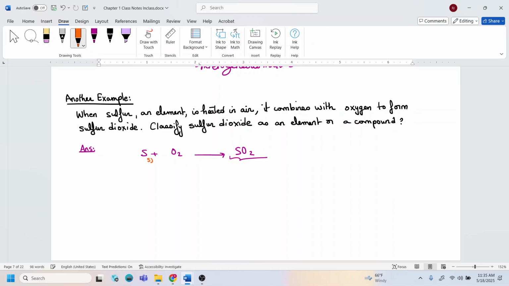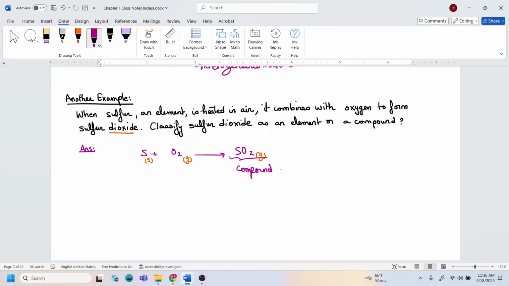So solid, we're going to represent it by an S. The gas, we're going to represent it by a G in there. And you're going to form sulfur dioxide, which is going to be a gas as well. Classify sulfur dioxide as an element or as a compound. Sulfur dioxide is made up of more than one element, or more than one atom. It's made up of sulfur and two oxygens. So it is a compound.